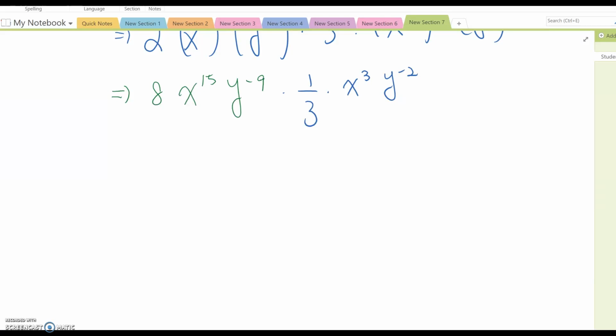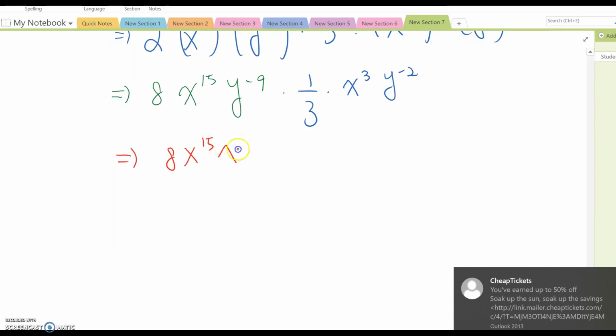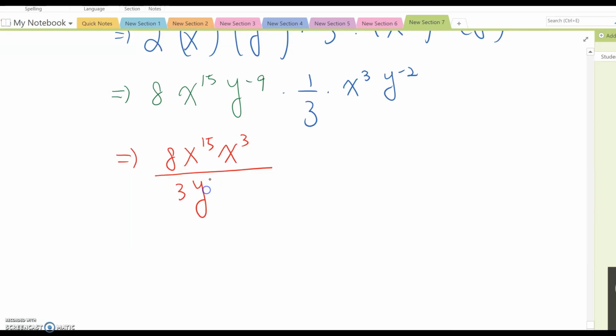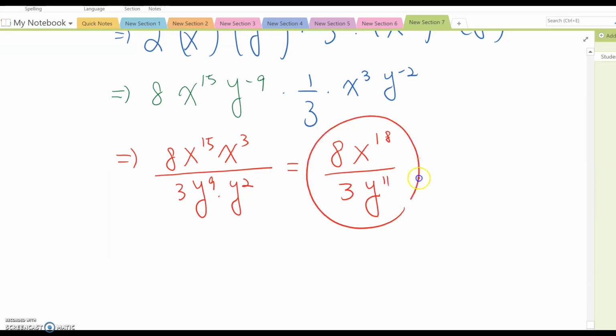So I'm going to make everything with a negative power go on the denominator side, then this is going to be 8 x to the 15 and x cubed over 3 y to the 9, y squared. So the answer becomes 8x to the 18 over 3y to the 11. That will be the answer for the question.